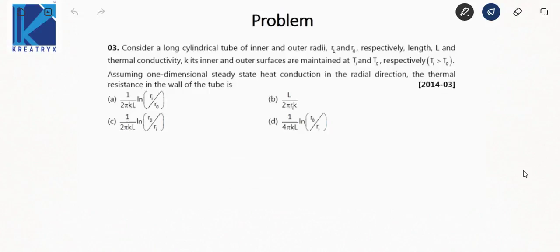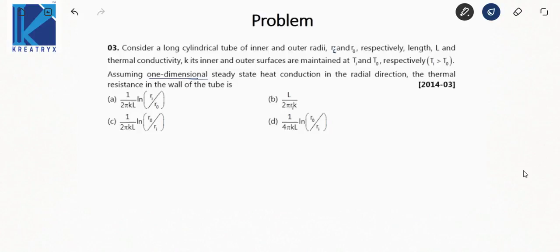Consider a long cylindrical tube of inner and outer radii Ri and R0 respectively. Length is L. Thermal conductivity is K. Its inner and outer surfaces are maintained at Ti and T0 respectively. Assuming one-dimensional steady-state heat conduction in the radial direction, the thermal resistance in the wall of the tube is.